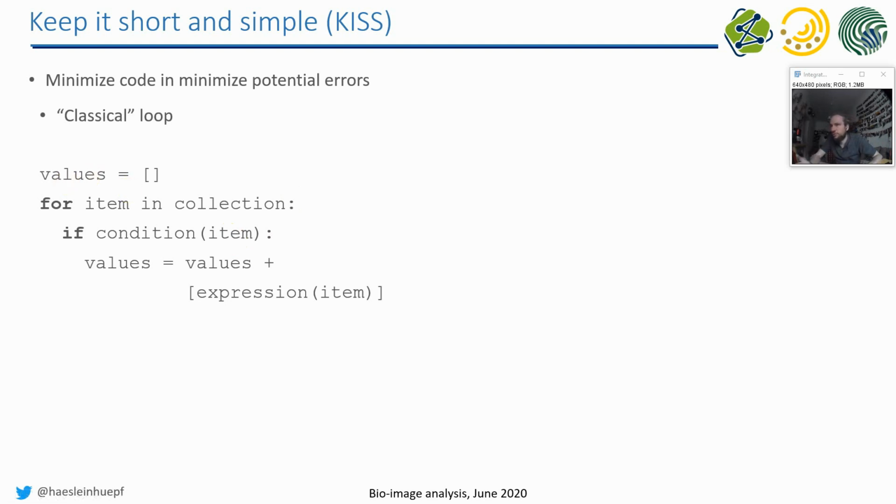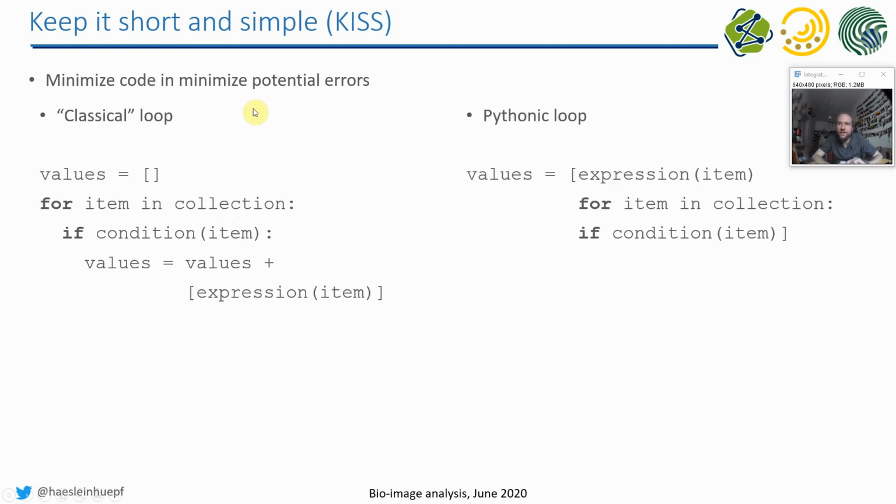So for example, we go over a folder, we check if the file name ends with TIFF, we analyze this image, and we put the result of the analysis in an array. So this is what you did earlier. There is an alternative in Python you can also write, so that this becomes a little bit easier to read. You can also say values equals an expression, so we do something with the image, we do something with an item for an item in the collection in case the condition of the item is fulfilled.